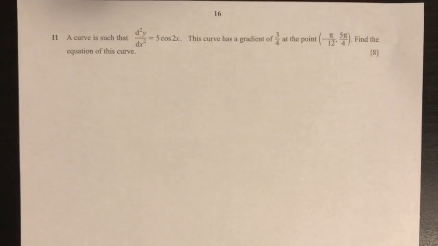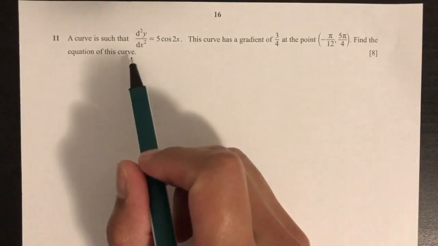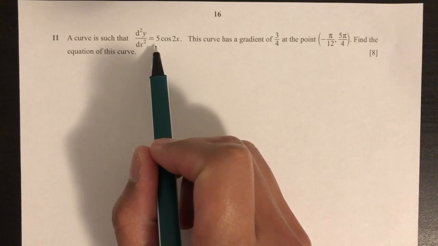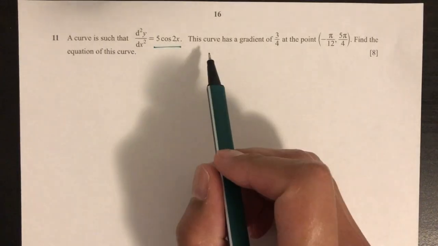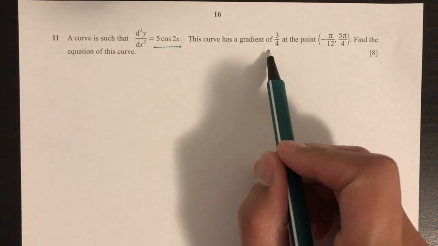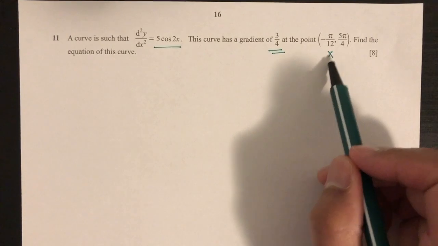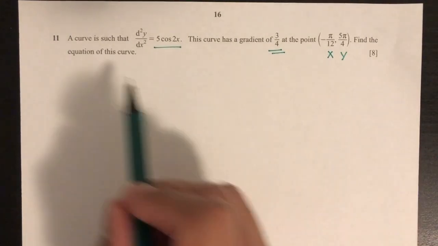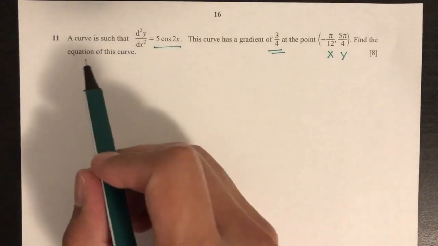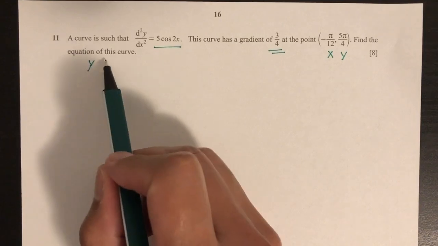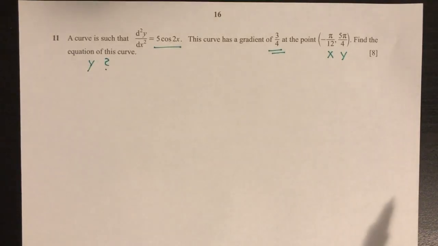Question number 11. A curve is such that d2y by dx2 is given to us as 5 cos 2x. Now this curve has a gradient of 3 over 4 at this point, x and y. Find the equation of the curve. So the equation of the curve is y. So we have to find what y is equal to.